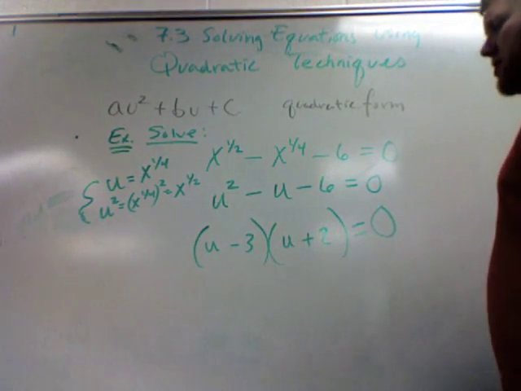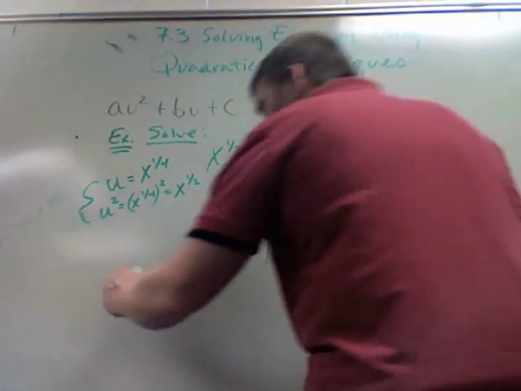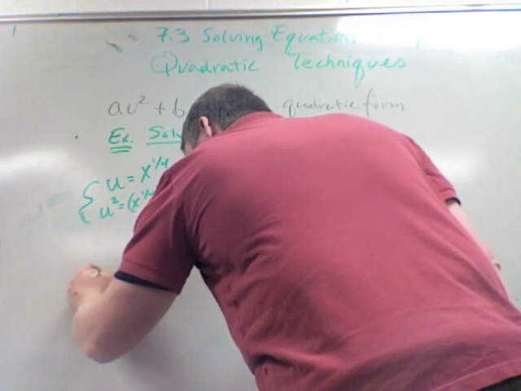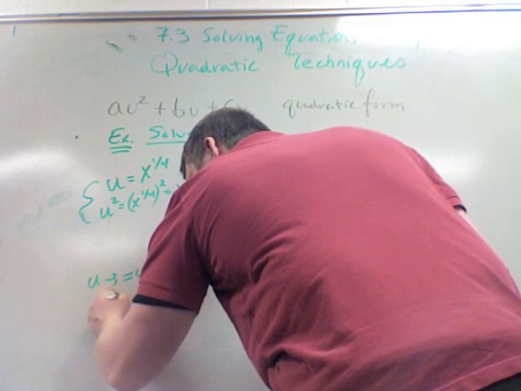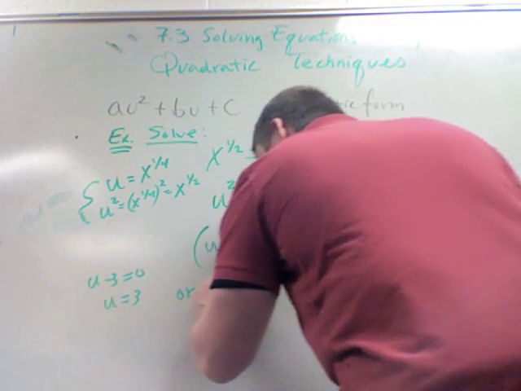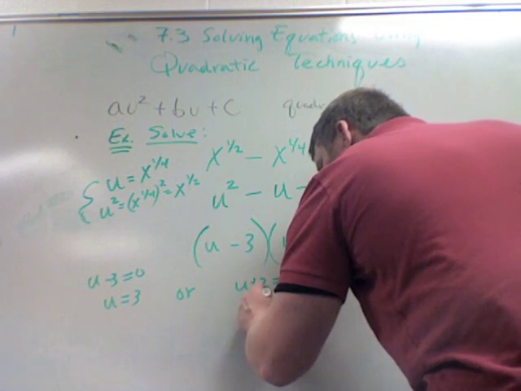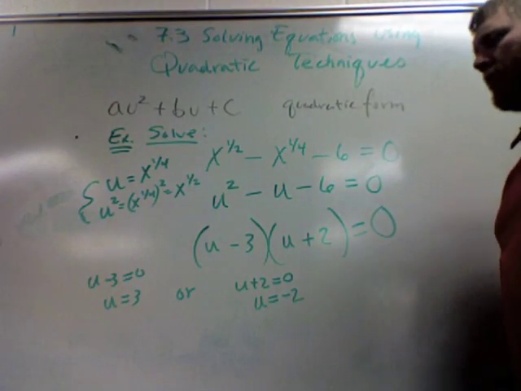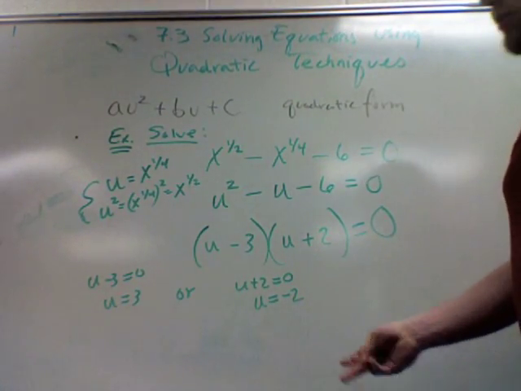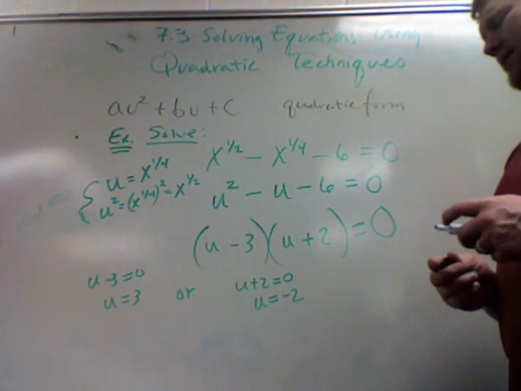So there's my solutions. Now I'm going to use the zero product property. u minus 3 is equal to 0, so that means u is equal to 3, or u plus 2 is equal to 0, and u is equal to negative 2. Normally we would be done right now, and we'd say 3 and negative 2 are our solutions, but we're not quite done.